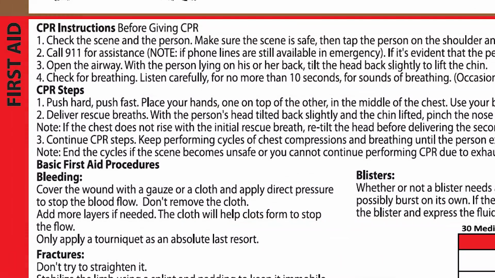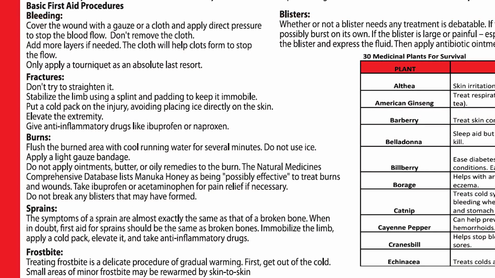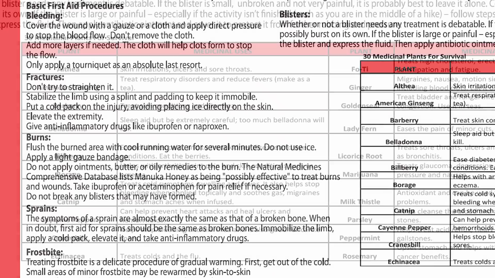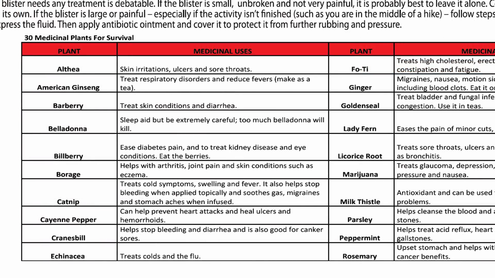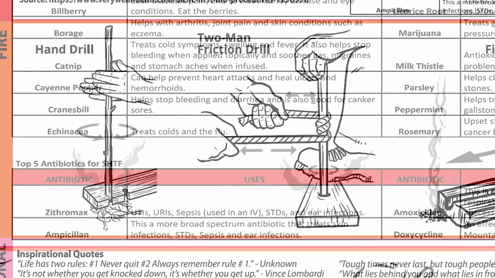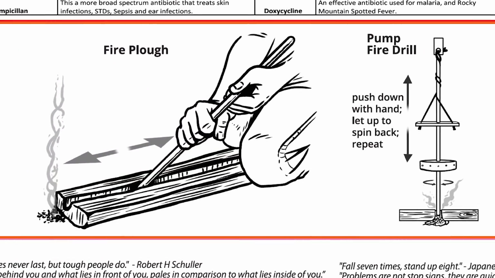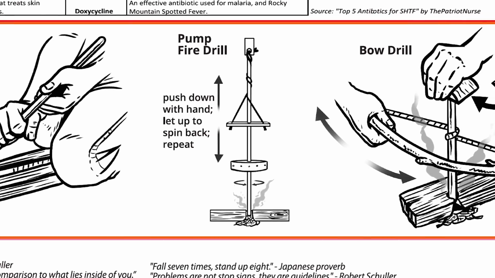So I just went with the basics. So with CPR instructions for basic first aid procedures for various things that could happen, for example, fractures, burns. I also went with some various medicinal plants that could be used in a survival situation, and then also information on antibiotics. In the fire section, I have various graphics to show the different types of fire-making methods that could be used in a primitive survival situation.